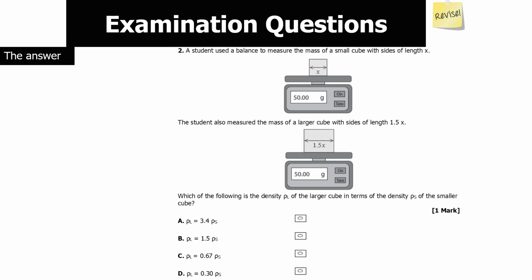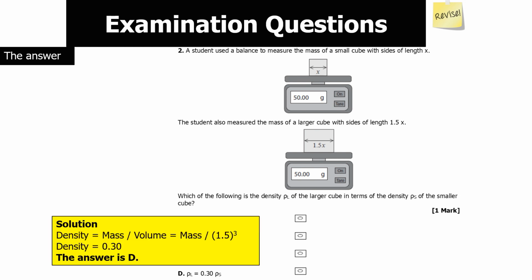Right, so for this one, we can see in the question that the mass is the same. Now we know density is mass over volume. The side length has gone from x to 1.5x, but the volume is a cube, so if one side is 1.5 times greater, the volume is 1.5 cubed times greater. Therefore it's mass divided by 1.5 cubed, which is going to equal 0.30, so the answer is going to be D.